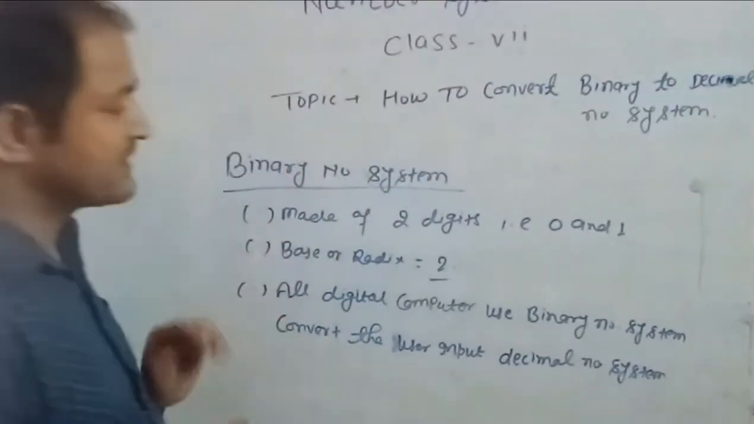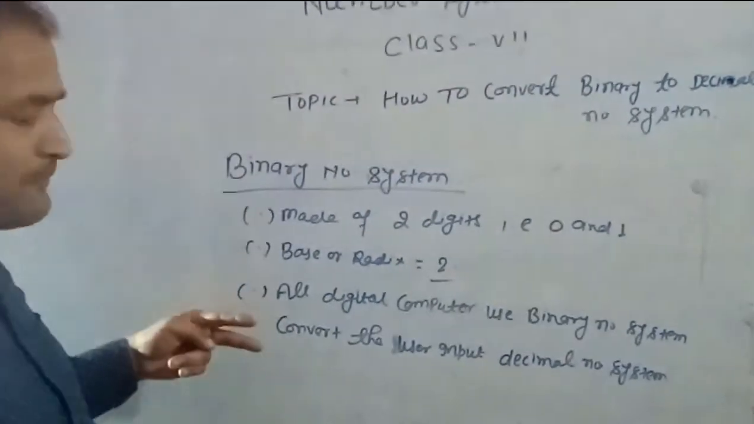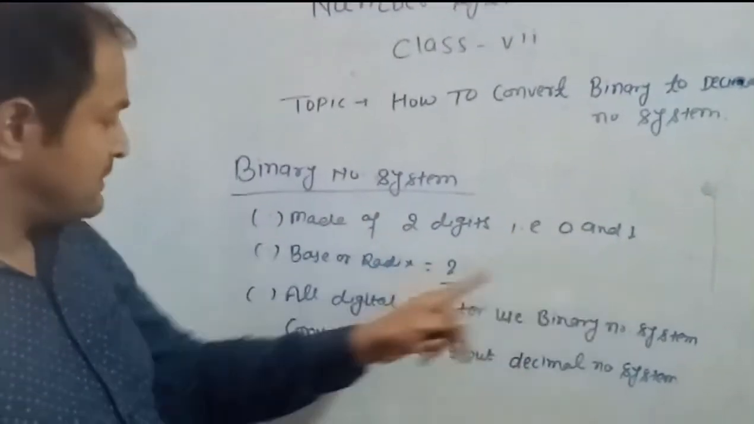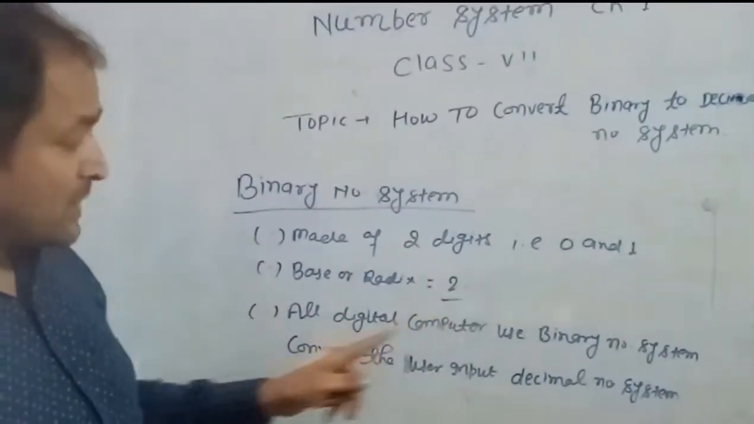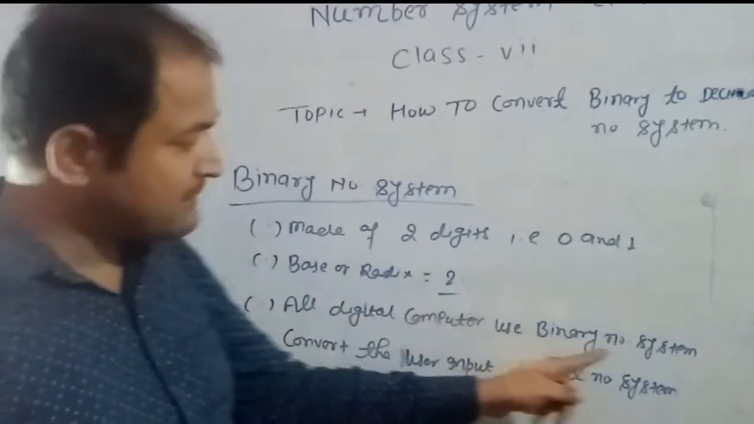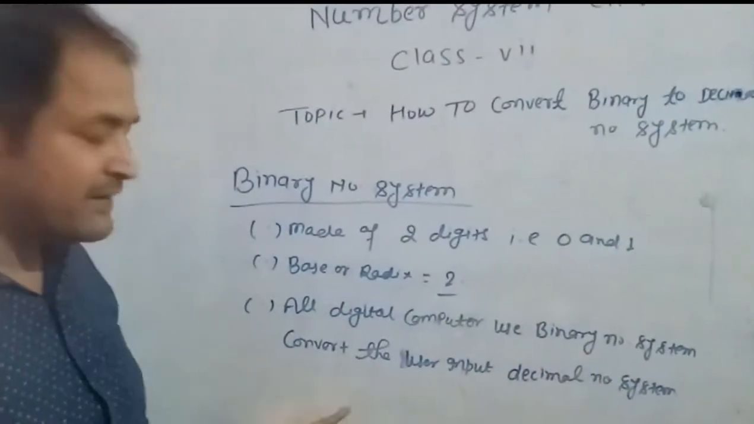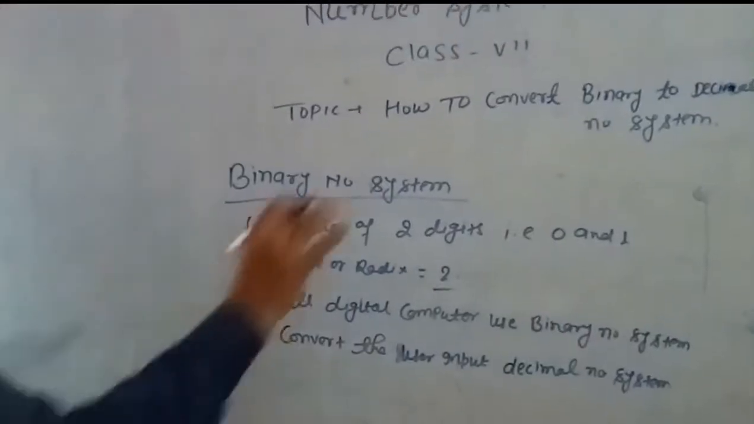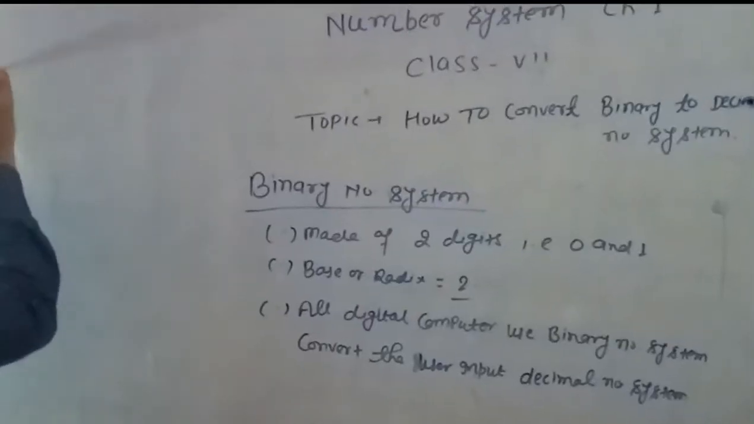So this is the binary number system. There are 3 main important points: made of 2 digits, 0 and 1, base 2, and all digital computers use the binary number system but convert input from the decimal number system. Hope every student agrees with this point.